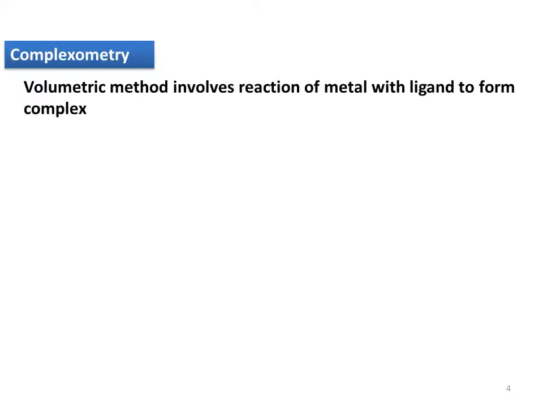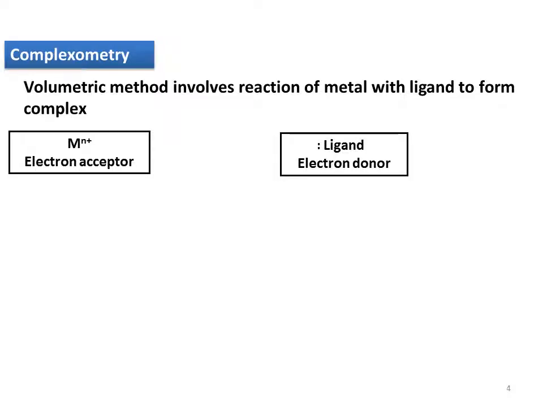Definition. Complexometry is a volumetric method, which involves reaction of a metal with a ligand to form a complex, where the central metal ion is the electron acceptor and the ligand is the electron donor.